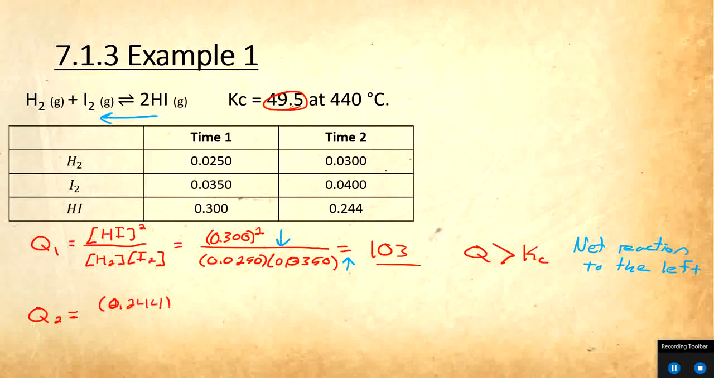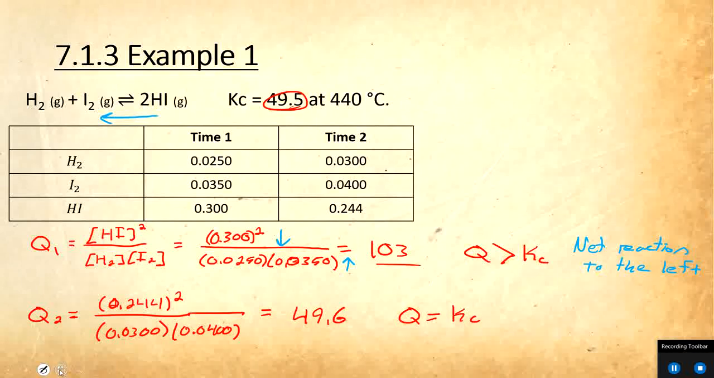0.244 squared divided by 0.0300 times 0.0400. Okay, and when we calculate that, we end up with a value of 49.6. So within measurement error, it's safe to say that our value of Q is equal to our value of Kc in this case, and we can say that our reaction is indeed at equilibrium.